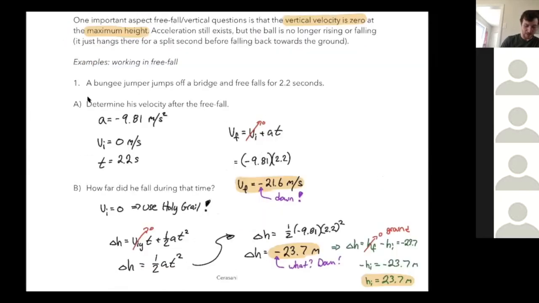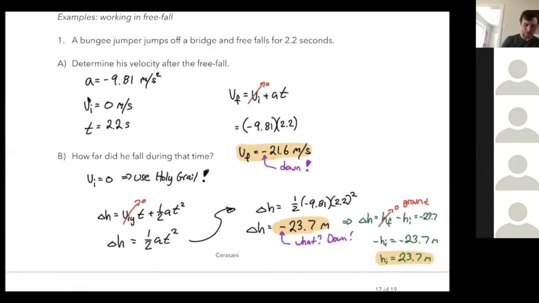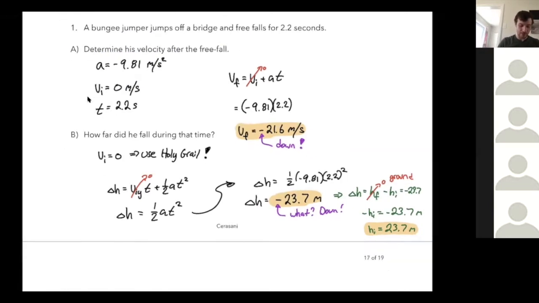So I did this bungee jumper question where we wanted to figure out velocity. You jump off a bridge, how fast are they going after the free fall? So really, all this question is, I could say a car is accelerating at 9.81 meters per second squared for 2.2 seconds. How fast are they going? We can do that. That's just a basic motion problem, except with this gravity as acceleration. You're going to get a negative in there. That negative means its motion is now downwards. That's totally cool. Okay.